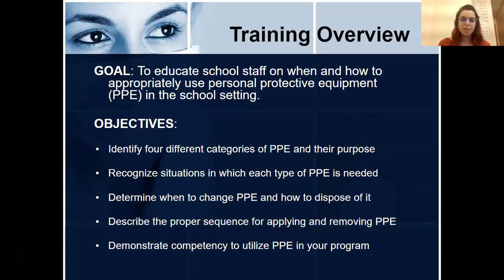The goal of this presentation is to educate school staff on when and how to appropriately use personal protective equipment in the school setting. The objectives for this training are to identify 4 different categories of PPE and their purposes, to recognize situations in which each type of PPE is needed, to determine when to change PPE and how to dispose of it, to describe the proper sequence for applying and removing PPE, and to demonstrate competency to utilize PPE in your individual programs.